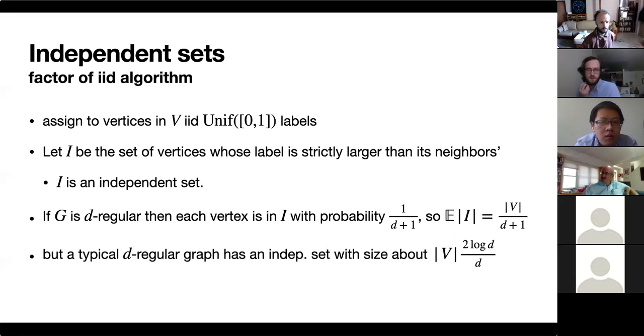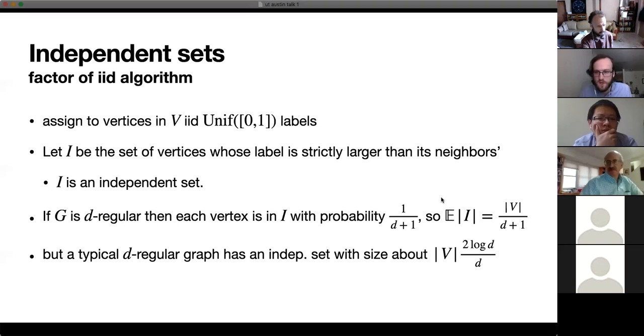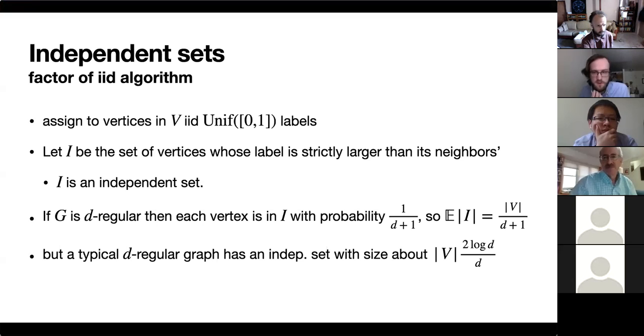Okay, so here's a slightly different algorithm just to round things out a little bit. What we can do is take our graph and put labels on all the vertices that are real numbers between 0 and 1, independent and identically distributed. If we let I be the vertices whose label is strictly larger than any of its neighbors' labels, then that's going to be an independent set. Independent because of the strictly larger condition. It's always independent.